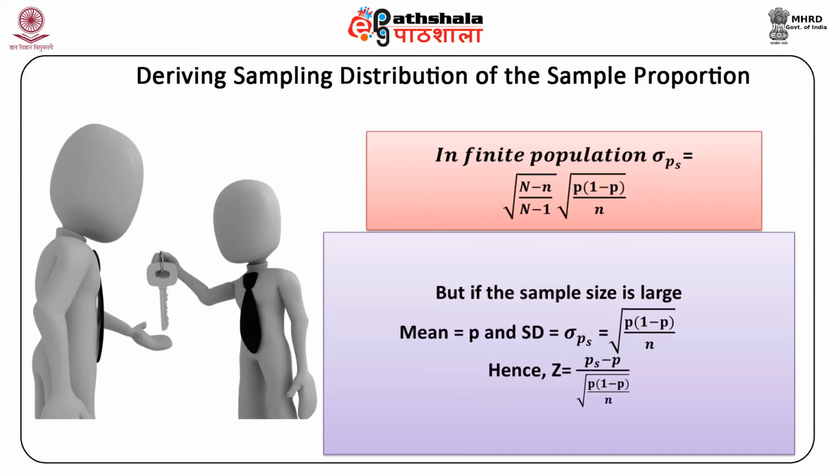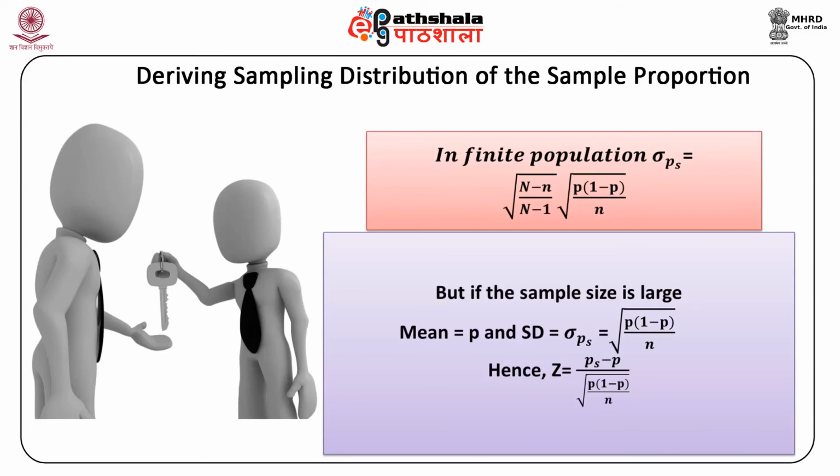Solution. First, we would find whether application of normal approximation is suitable or not. Since both np, which is 250 into 0.35, is 87.5, and n into 1 minus p, which is 250 into 0.65, is equal to 162.5, are greater than 10, the normal approximation can safely be applied.